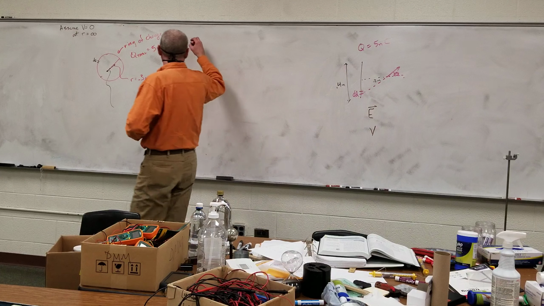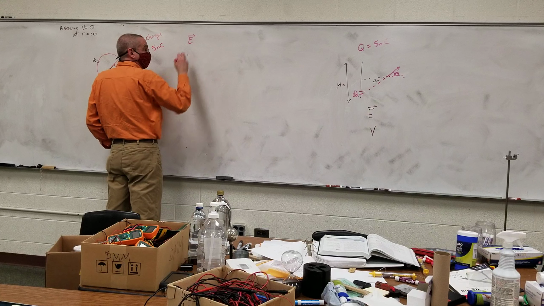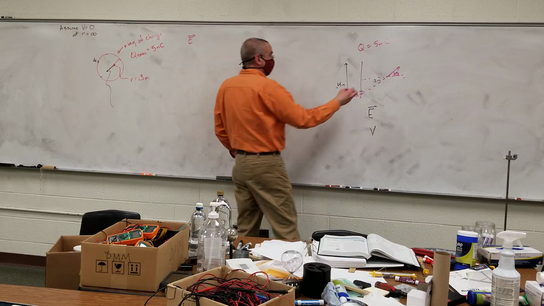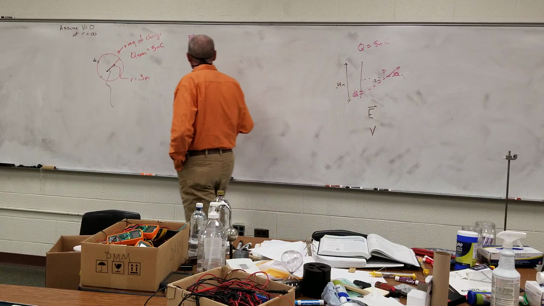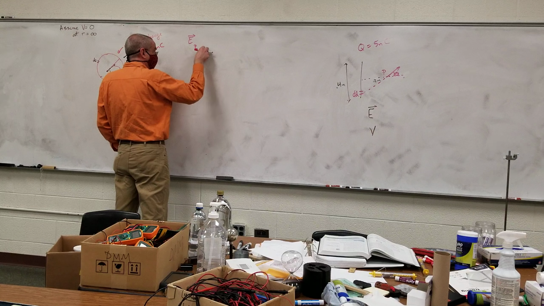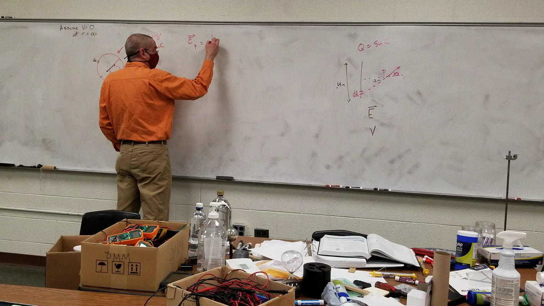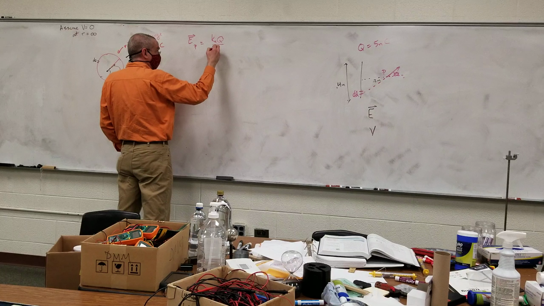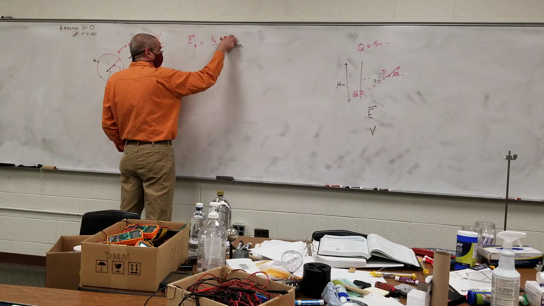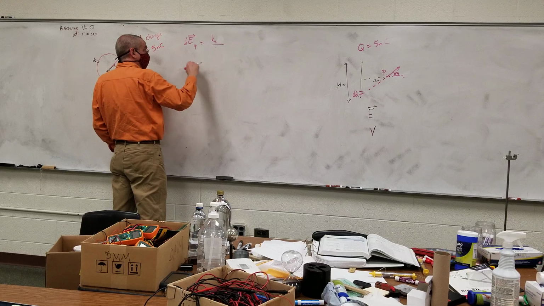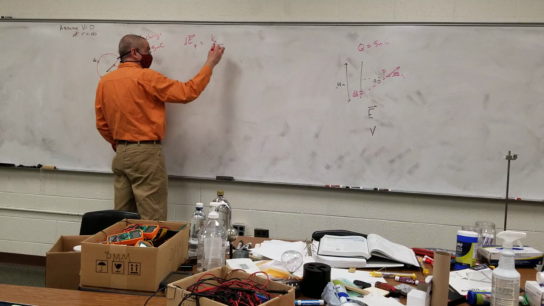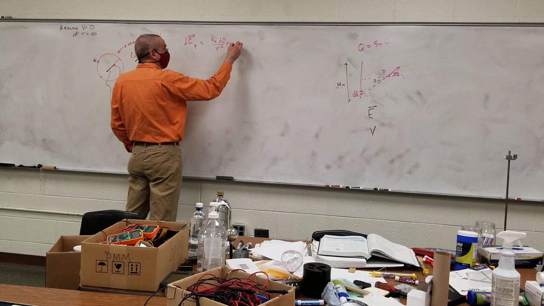And so to find my electric field, and we'll just call this point P, the electric field at point P is equal to, or the differential of the electric field, K dq over r squared times the cosine of theta.